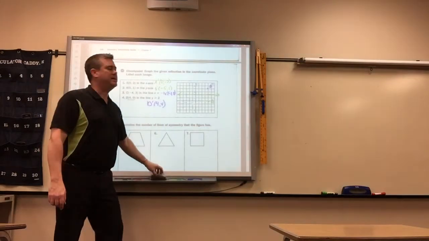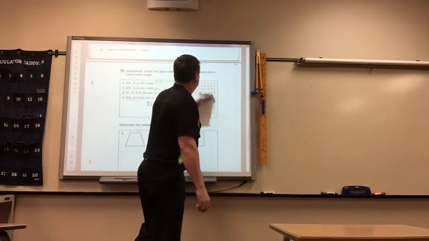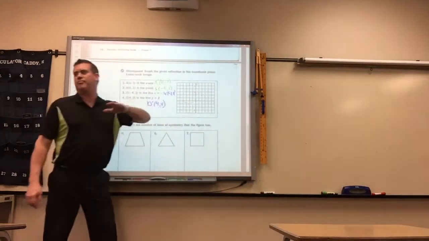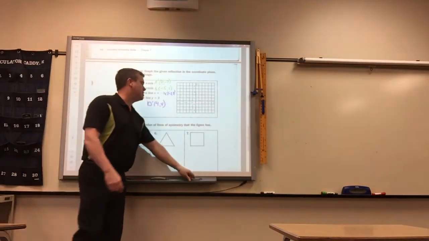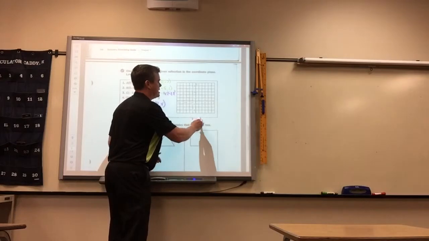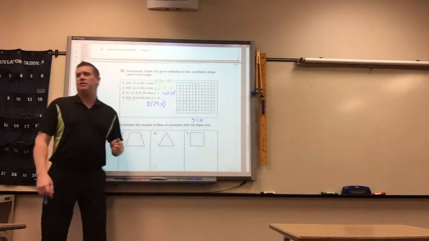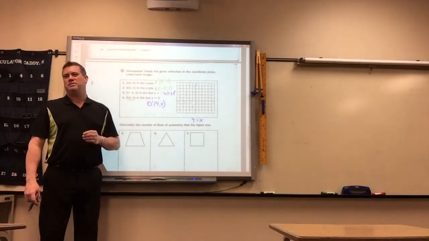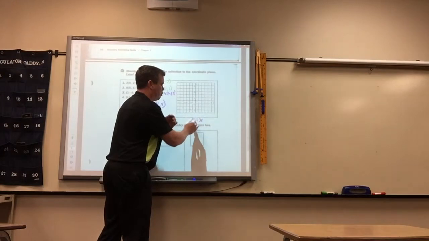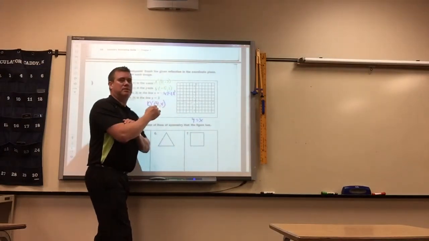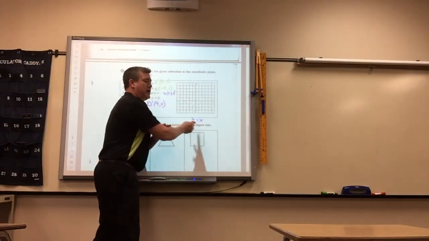Another common line that they have you flip over, usually they're just going to be horizontal or vertical. Sometimes they throw this line in there, y equals x. Anyone know what line that is, y equals x? It's a line. It's an equation.